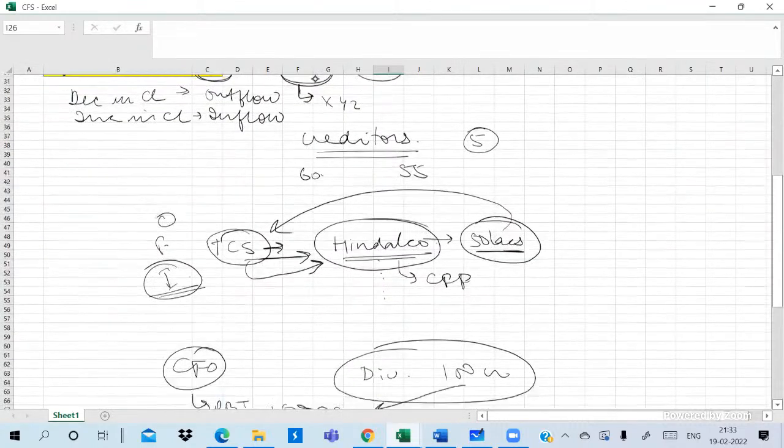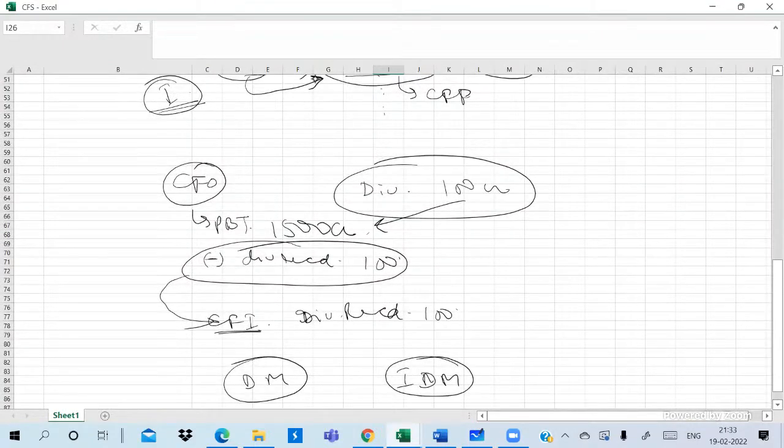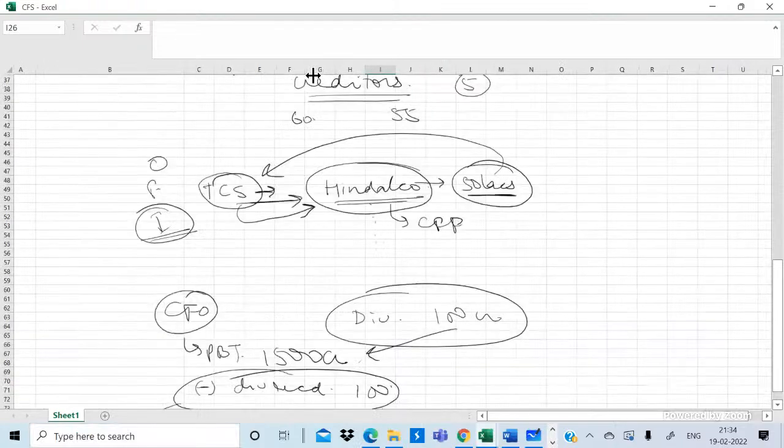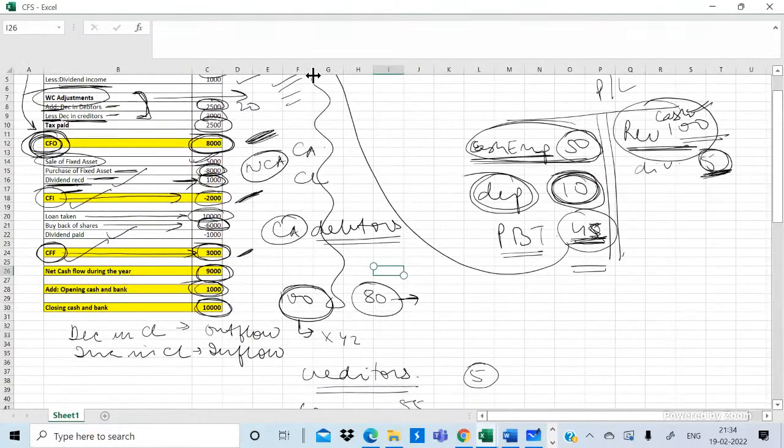Yep. Any other questions, anyone? Otherwise, we're done for the session. Yep. Any questions, anyone? Can you please explain the last two rows of the Excel, which is your opening and the closing cash balance?